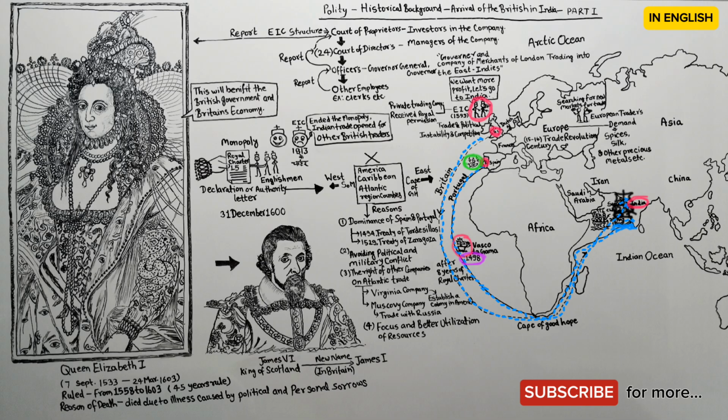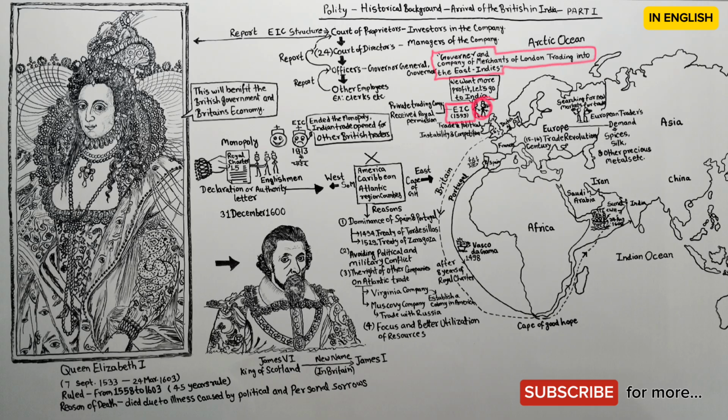Because at this time, along with other European countries, trade and political instability and competition was at its peak in England as well, due to which the traders of England also started looking for new business opportunities. Now, since the British also wanted to come to India, they formed their own company whose name was Governor and Company of Merchants of London Trading into the East Indies, which we call the British or English East India Company.